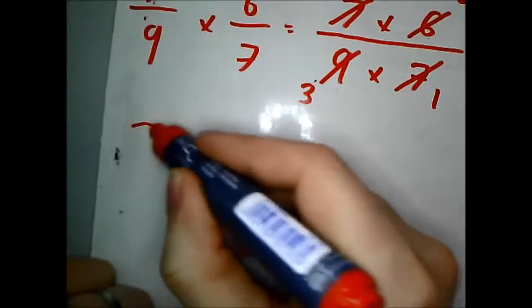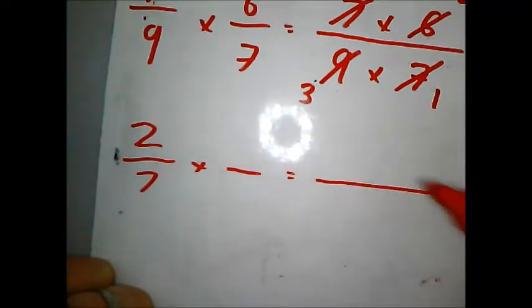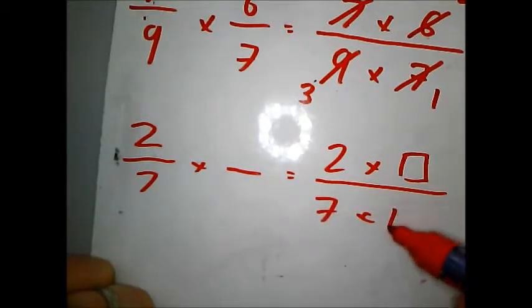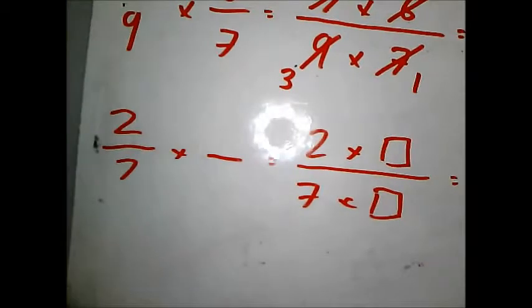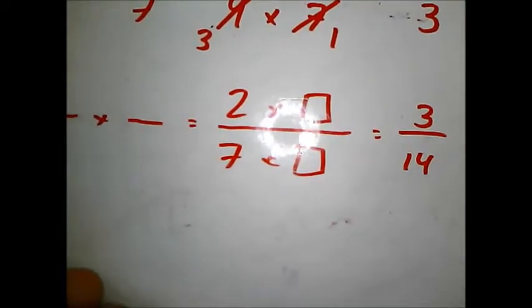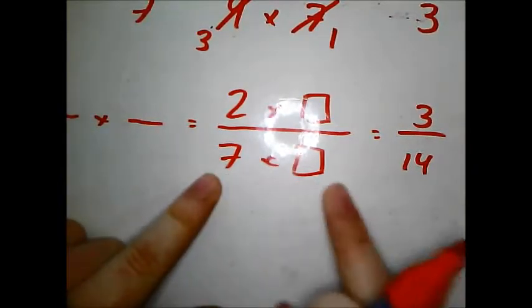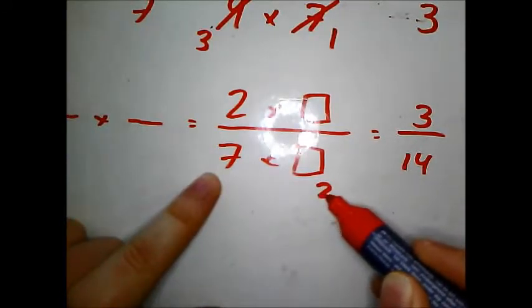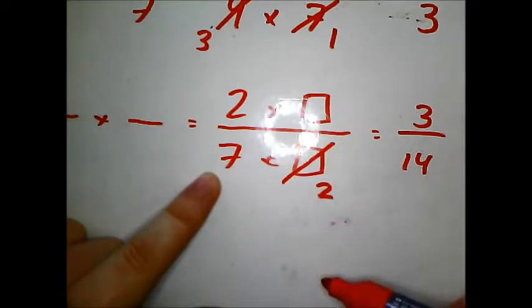Okay, next question is 2 over 7 times blank equals 2 times blank on the top and 7 times blank on the denominator equals 3/14. Okay, so there's a load of ways we can do this. Now personally, I'm going to look at it like this. So 7 times something will give me 14, but I'm not going to put my instant number of 2 here. I'm going to actually put it here. So this number here has been cancelled to make it 2.